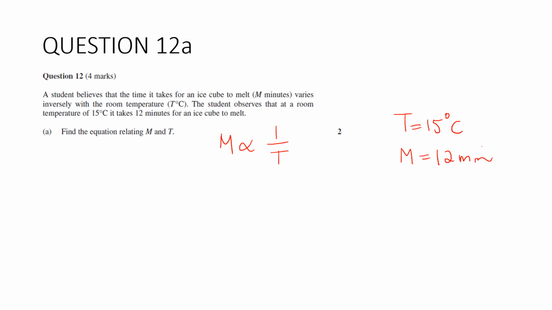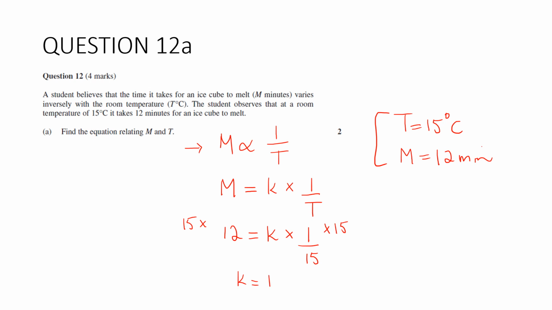Part A, find the equation relating M and T. So here's our inversely proportional relationship, and this of course is the same as M is equal to some constant, we'll call it K, multiplied by 1 on T. Now we're going to substitute this pair of values in and work out what K is. So M is 12, K we don't know, and T is 15. Multiply both sides by 15, K is equal to 180. So therefore, here's our equation, M is equal to 180 multiplied by 1 on T, or 180 on T.